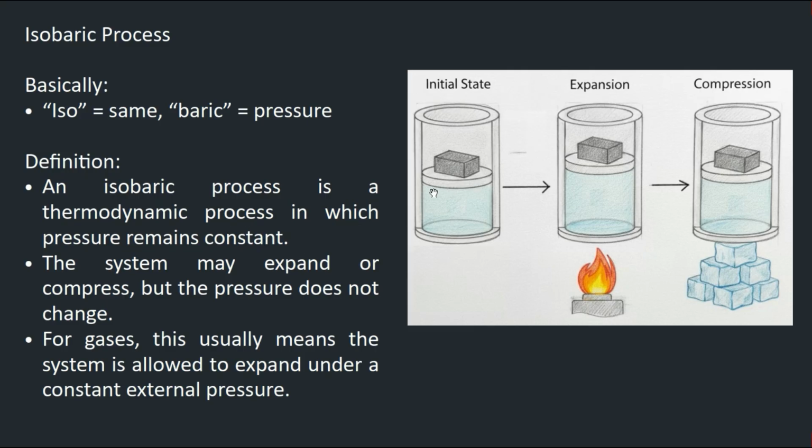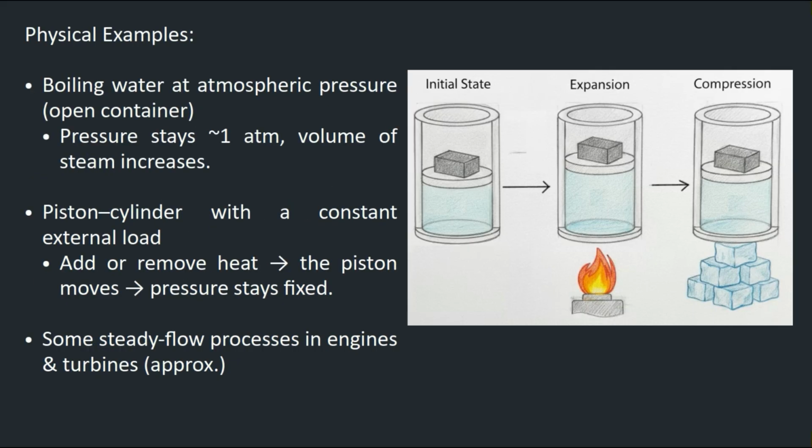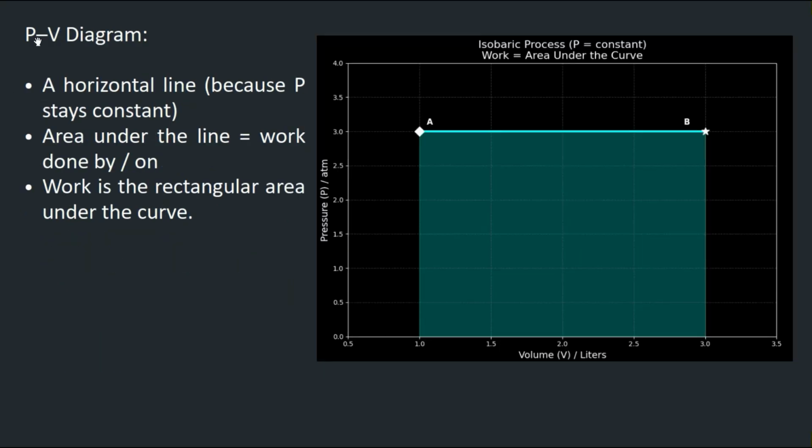So basically, if you have a system like this, when you heat it up, to maintain the pressure, the volume increases. As and when you cool, to maintain the pressure, the volume decreases. Right? That's the basic fundamental idea over here. A physical example is when you boil water at atmospheric pressure. That is a scenario wherein the pressure around the system is close to 1 atmosphere. So the volume changes, but the pressure will not. That's one example.